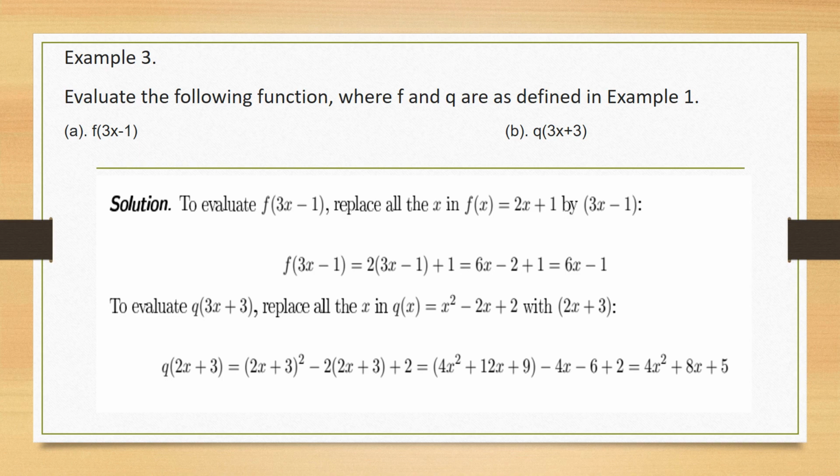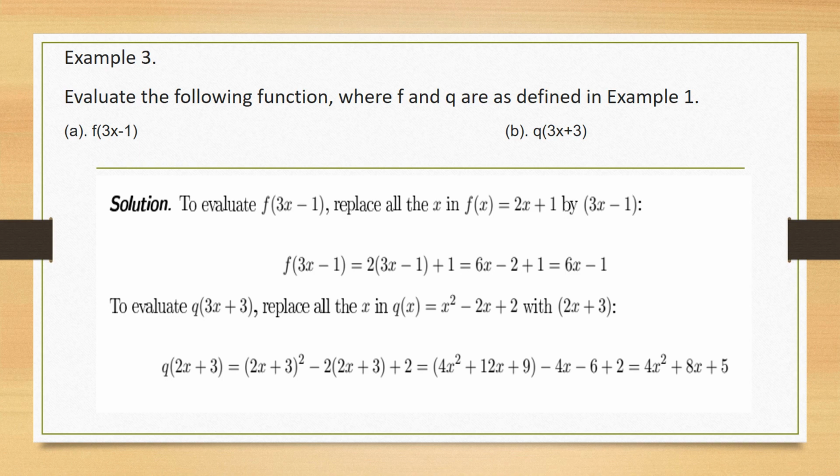Okay, example 3. Evaluate the following functions where f and q are defined in example 1. A, f of 3x minus 1, and B, q of 3x plus 3. Solution. To evaluate f of 3x minus 1, replace all the value of x in f of x is equal to 2x plus 1 by 3x minus 1.